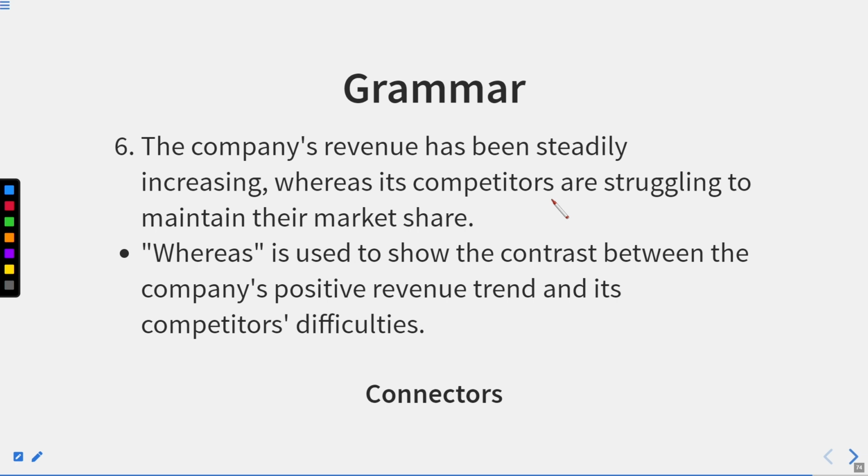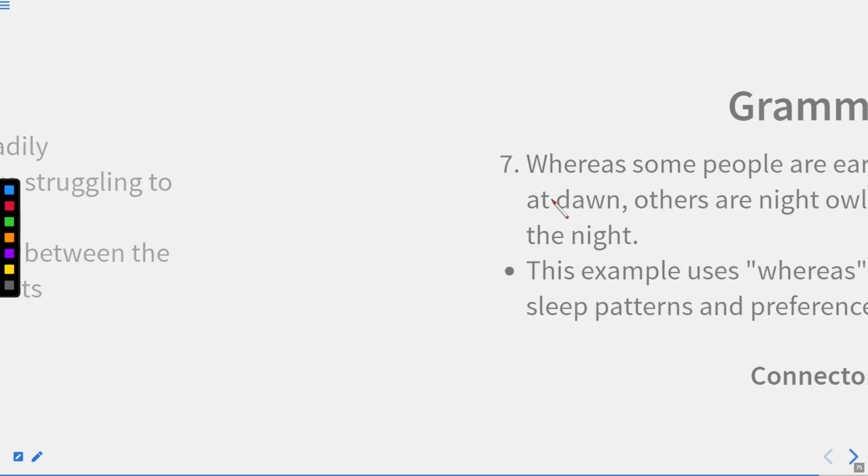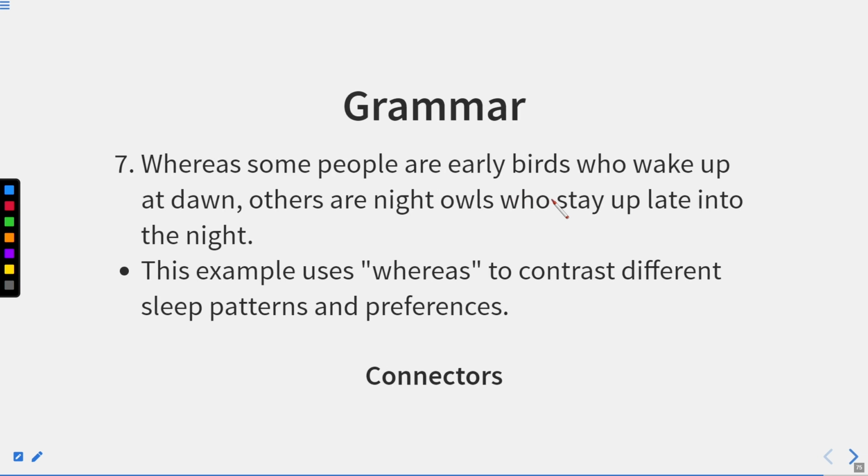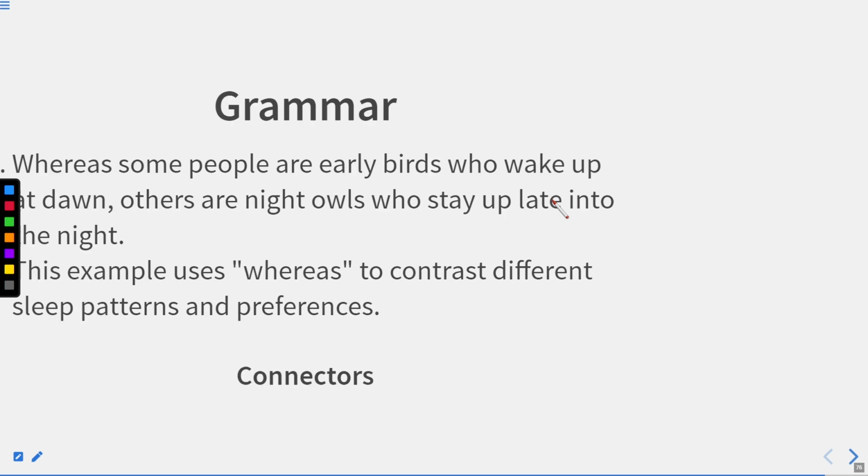The company's revenue has been steadily increasing, whereas its competitors are struggling to maintain their market share. Whereas is used to show the contrast between the company's positive revenue trend and its competitors' difficulties. Whereas some people are early birds who wake up at dawn, others are night owls who stay up late into the night. This example uses whereas to contrast different sleeping patterns and preferences.